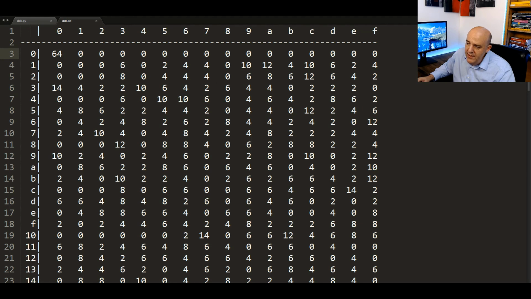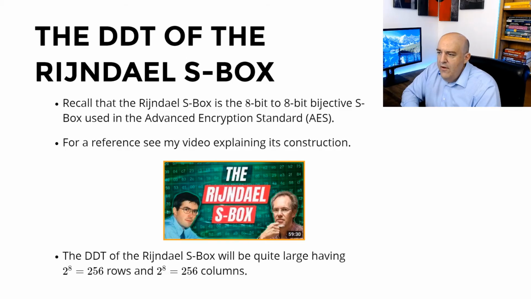So notice the integers inside the table, they're not in hex, they're just in normal base 10. But the headers on the columns and the rows, they're in hex. And that just makes it a little bit easier to read. And that's just the standard way of writing it. So this is how we can reproduce that table from that book. Now the last DDT we're going to calculate in this video is the DDT of the Rijndael S-Box. It's 8-bit to 8-bit, and it's the S-Box that's used in the Advanced Encryption Standard, AES.